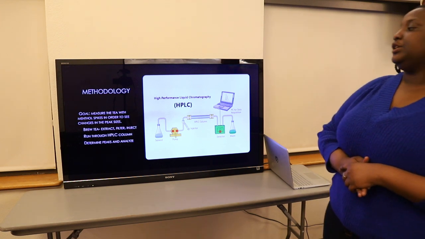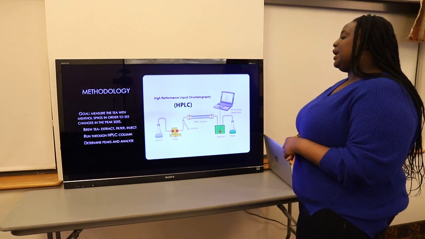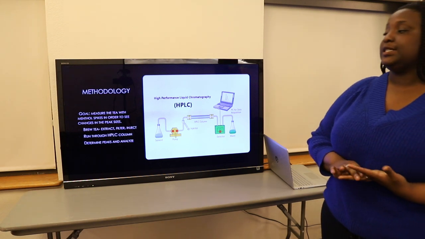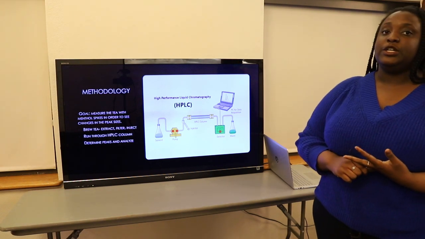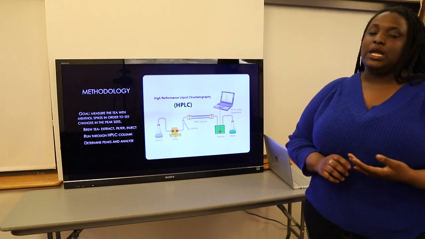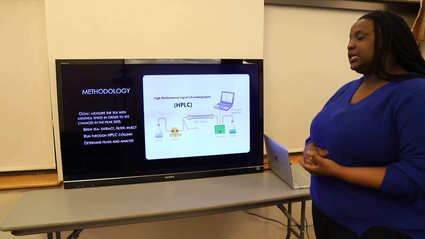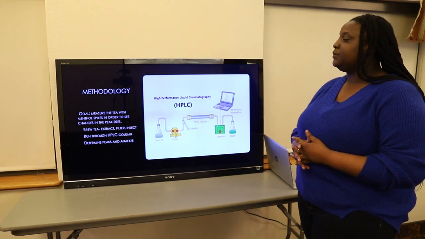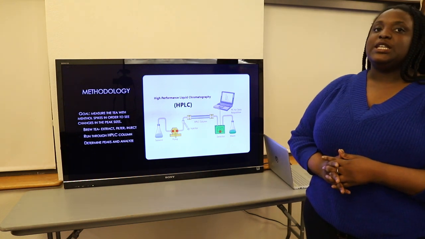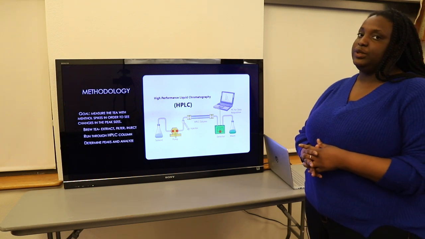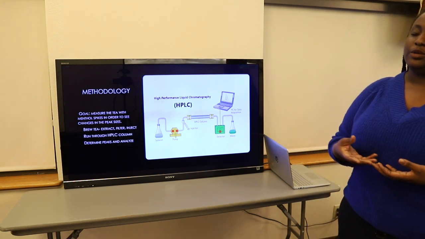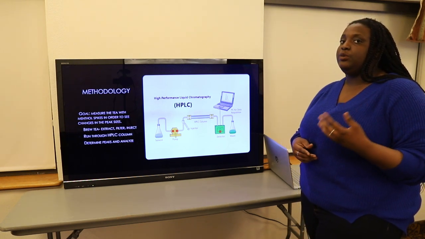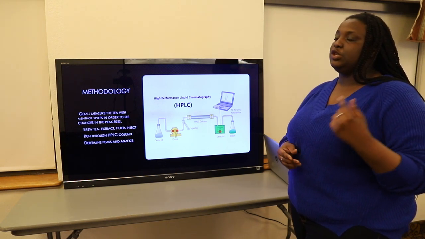For the methods, I measured the tea with menthol spikes in order to see changes in the peak sizes. I brew the tea first, and then I extract it, I filter, and then I inject. And then I run it through the HPLC column and determine the peak levels. I filter the tea because after extraction and brewing, there are sediments that settle at the bottom of the beaker. And if these go through the HPLC column, it will contaminate the column and affect the results that I get out.